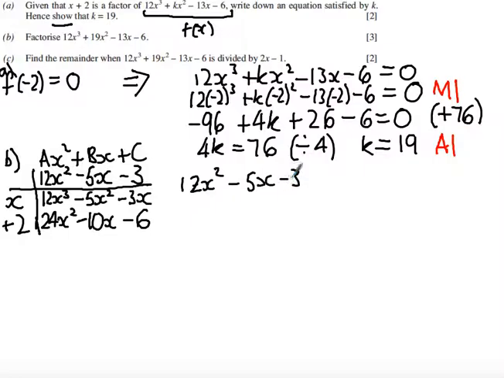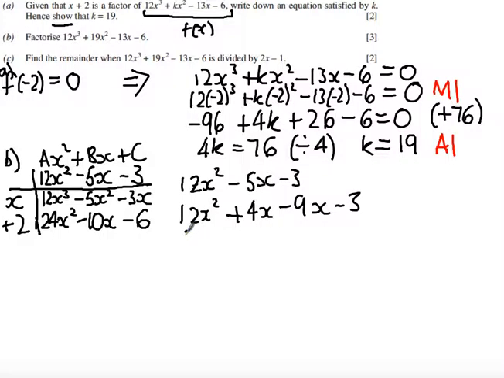12 times minus 3 is minus 36. Factors of minus 36 with a difference of 5 are 9 and 4. So I'm going to write 12x squared plus 4x minus 9x minus 3.